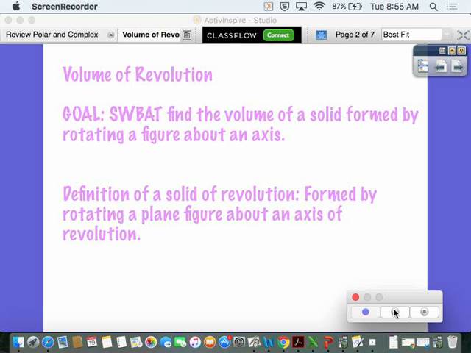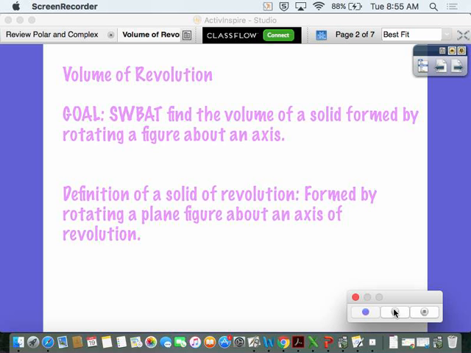So today we're talking about the volume of revolution. Today you'll be able to find the volume of a solid formed by rotating a figure about an axis, more specifically the x-axis. To start this off, the definition of a solid of revolution is that it's formed by rotating a plane figure about an axis of revolution.